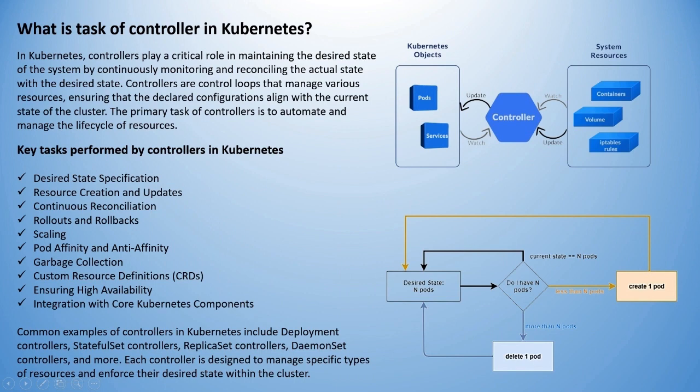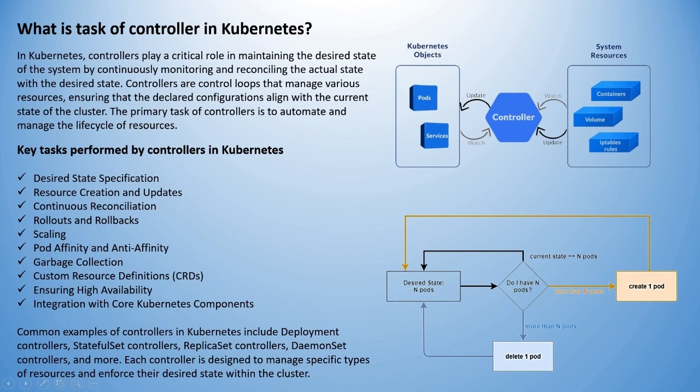Let's understand the task of a controller. In Kubernetes, controllers play a critical role in maintaining the desired state of the system by continuously monitoring and reconciling the actual state with the desired state. Controllers are control loops that manage various resources, ensuring that the declared configurations align with the current state of the cluster. The primary task of controllers is to automate and manage the life cycle of resources.